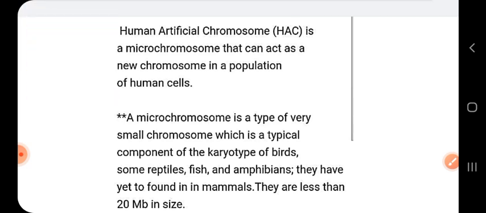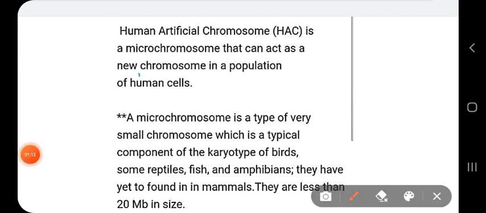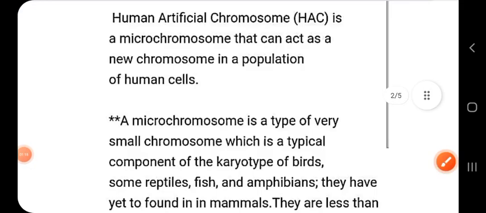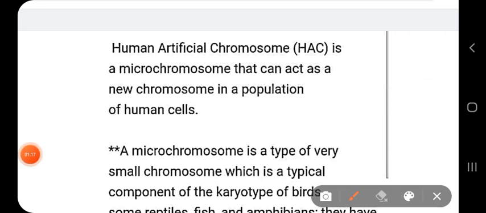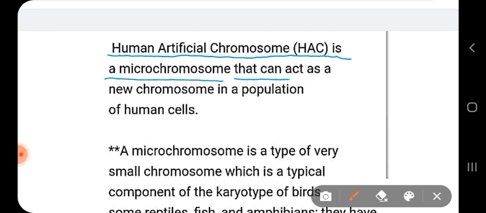So here it has been mentioned about the human artificial chromosomes. What does it say here? It is saying here that human artificial chromosomes, in short, we say them as HAC, is a microchromosome that can act as a new chromosome in a population of human cells.